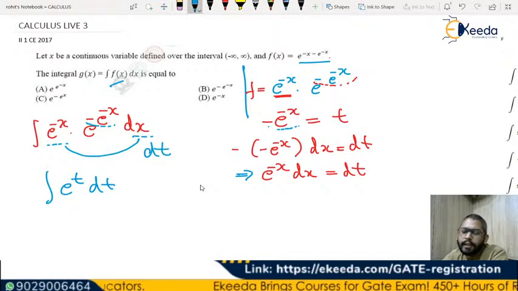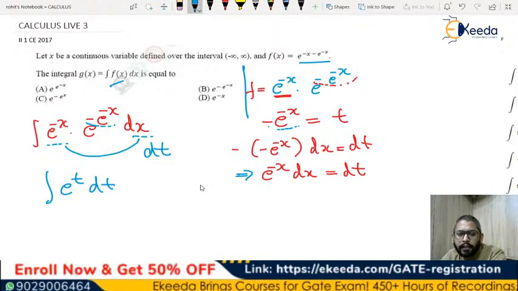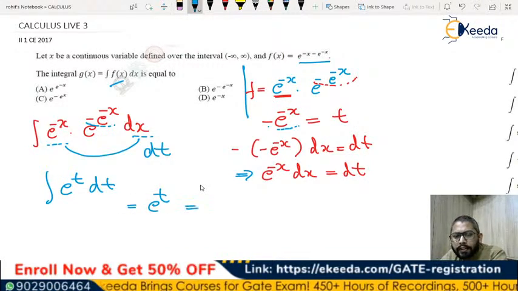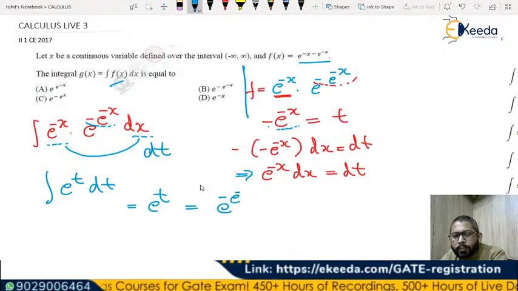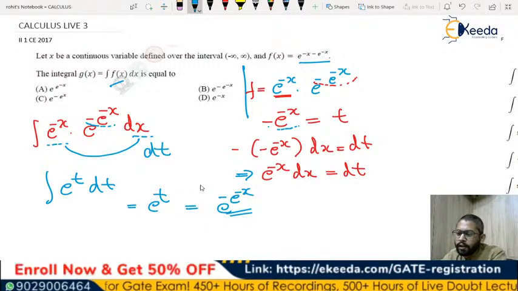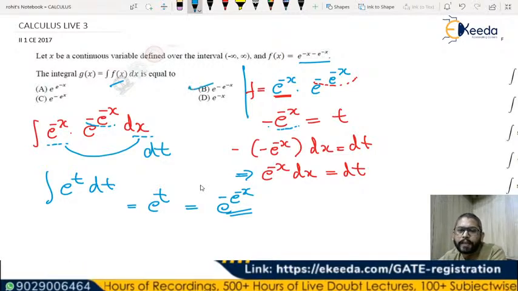So this is very simple. The integral of e to the power of t will be e to the power of t only, and this is nothing but e to the power of minus e to the power of minus x. Correctly said, Lokesh. B is the answer, A is not the answer, right? So B is the answer, right?